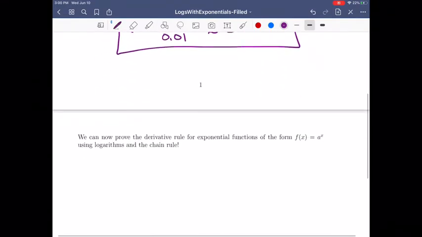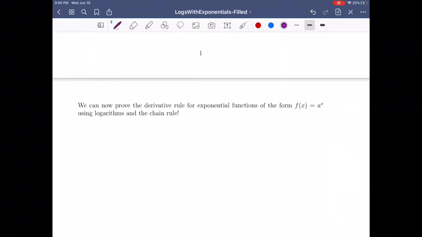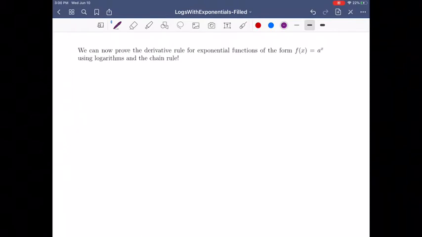Now, the last thing that I wanted to talk about, now that we have access to the logs, is the derivative of a to the x. So I promised you that I would try to convince you of this one more. We can actually figure out what this is using logarithms and the chain rule. First, let's just think about a to the x. I can actually write this as e to the ln of a to the x, because e and ln cancel out, this is just a to the x.